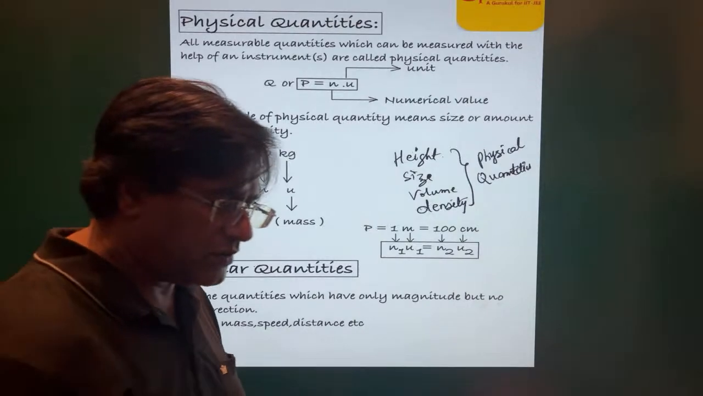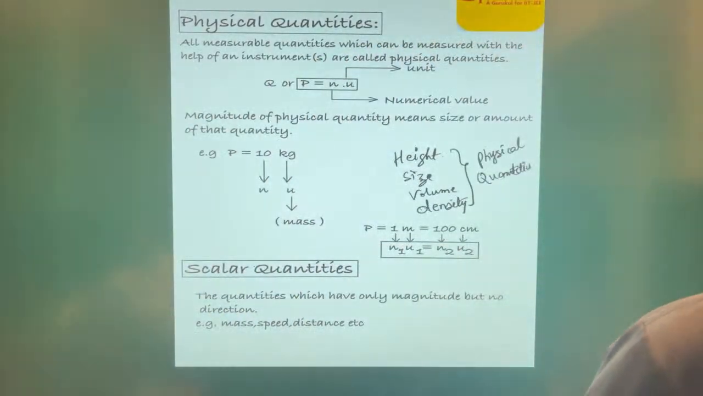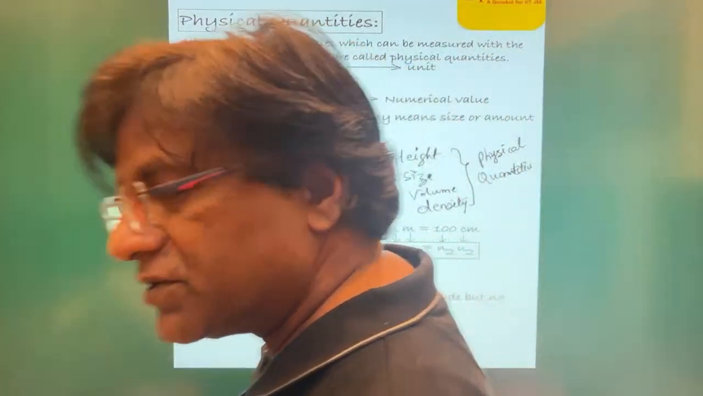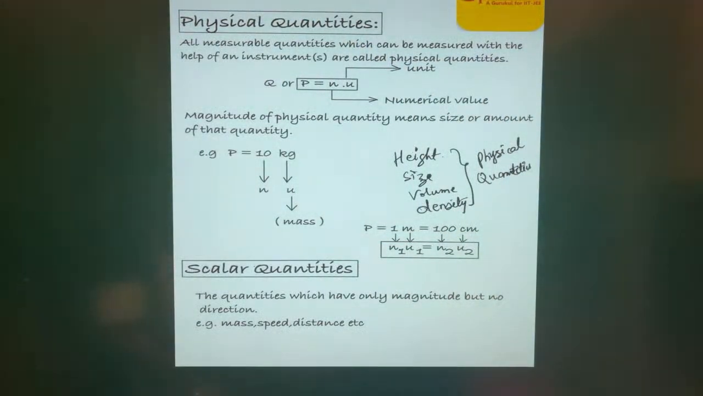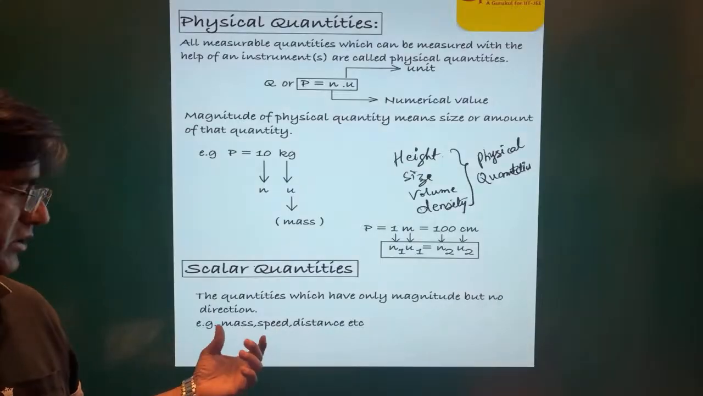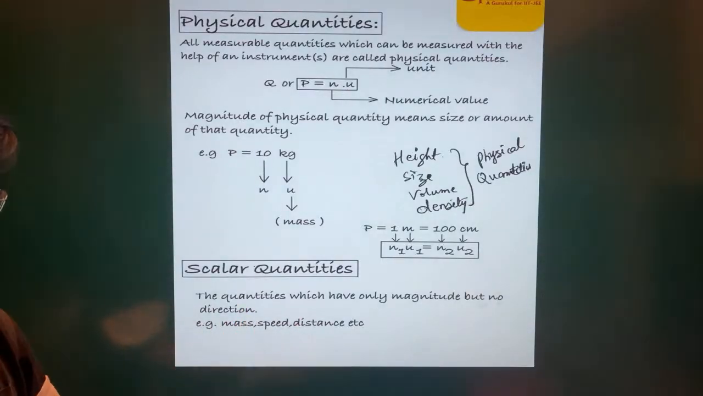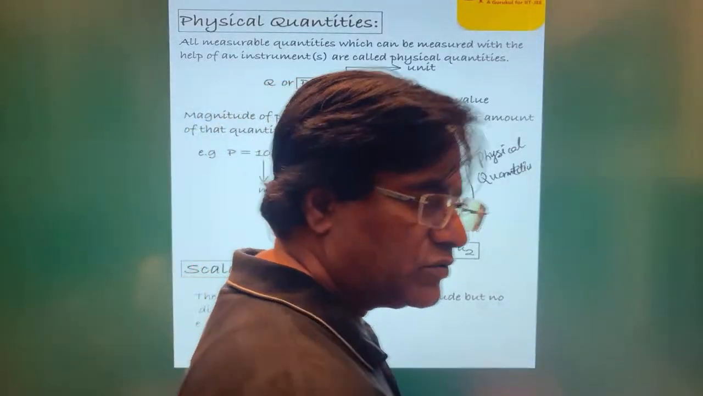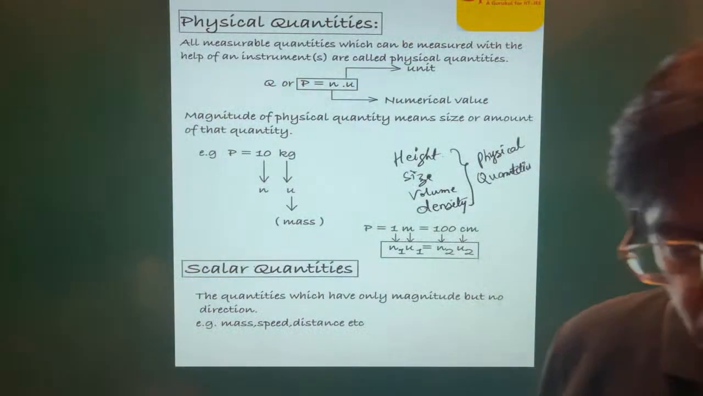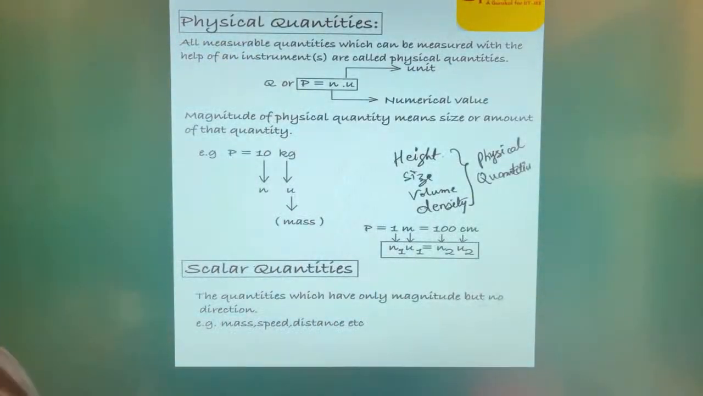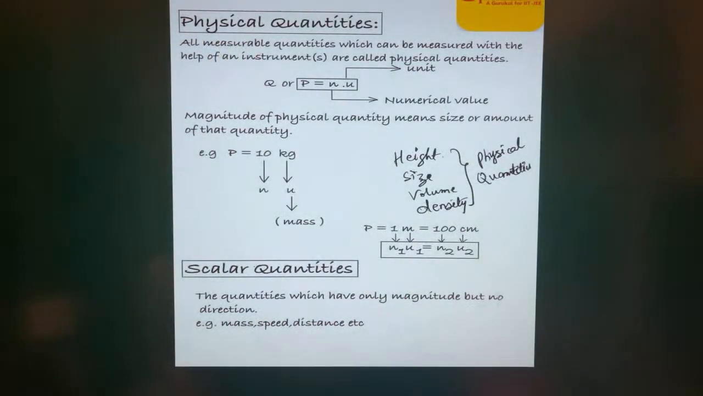For example, mass, speed, distance, etc., right? Because distance has no direction, speed has no direction, and mass has no direction. So only magnitude is there. Suppose we are purchasing 10 kg of rice, then we don't see any direction for this 10 kg mass of rice. So there is only magnitude, and that is called scalar quantities.